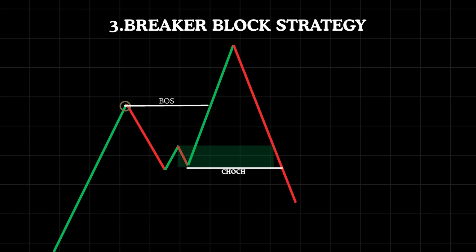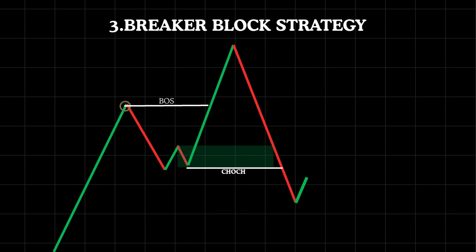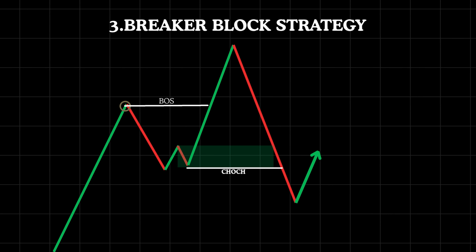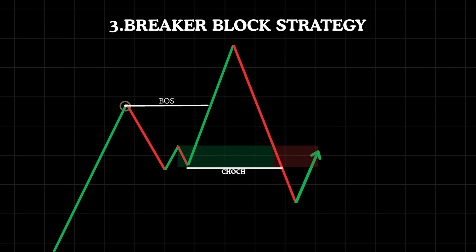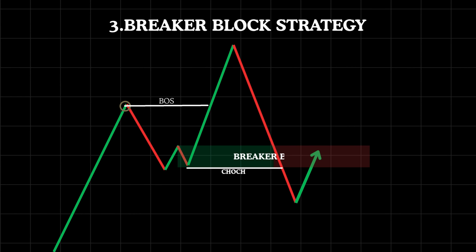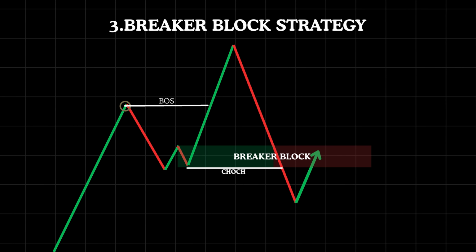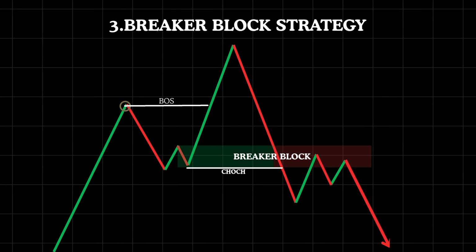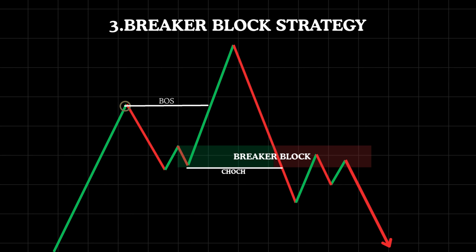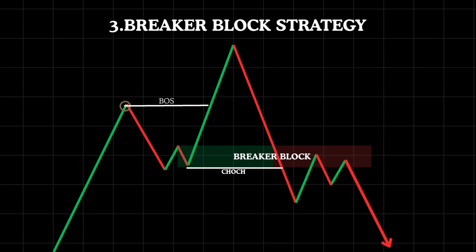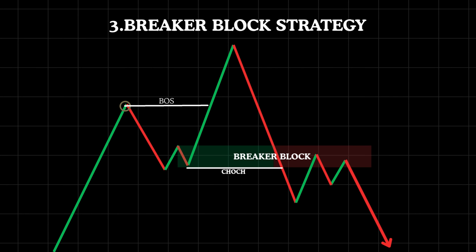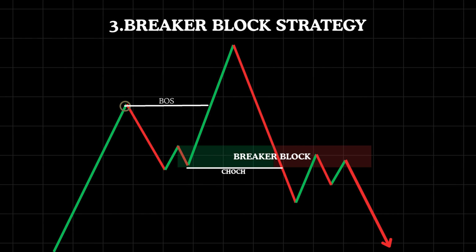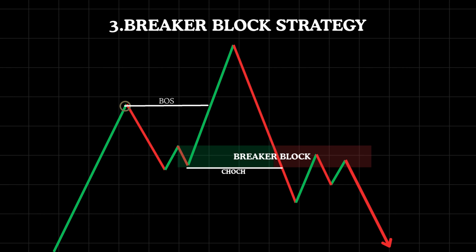So, what happens next? Price begins to climb again, but this time, instead of the old order block holding as support, it turns into resistance. This is what we refer to as a breaker block. It's like the market is saying, what was once a buy zone has now flipped into a sell zone. Traders who miss this shift often assume the market is still heading higher, only to get trapped when price reverses from the breaker block.